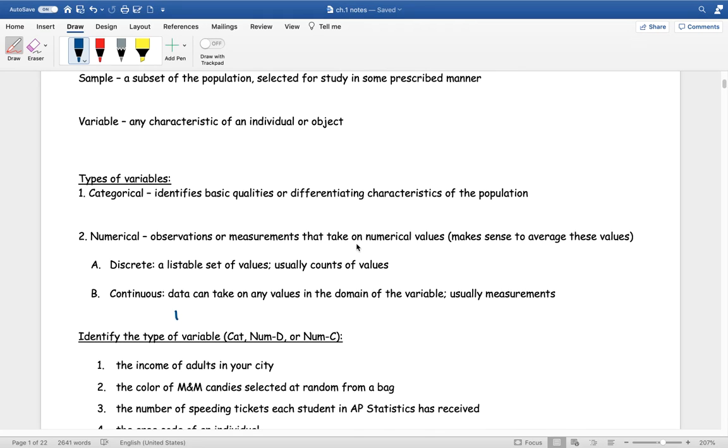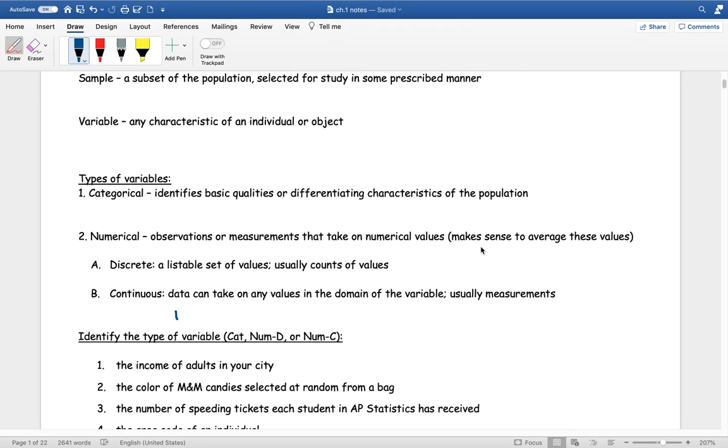There are two different types of variables. We have categorical and numerical. Categorical identifies basic qualities or differentiating characteristics of the population. Categorical is just like it sounds. It's categories. It's qualitative data. Numerical, I think about number. It's observations or measurements that take on numerical values.